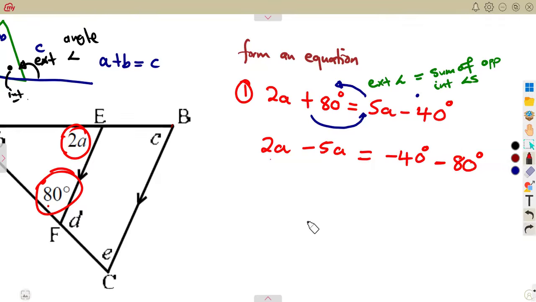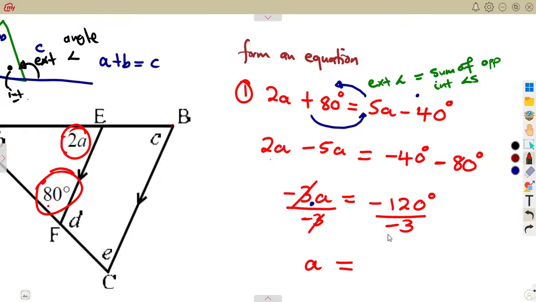All right, 2 minus 5, that is minus 3. You can even use your calculator there. 2 minus 5, that's minus 3, guys. Minus 40, minus 80, that will be minus 120 degrees. So we can divide by a negative. Remember from our equations, I talked about that. We divide by negative 3 on both sides.